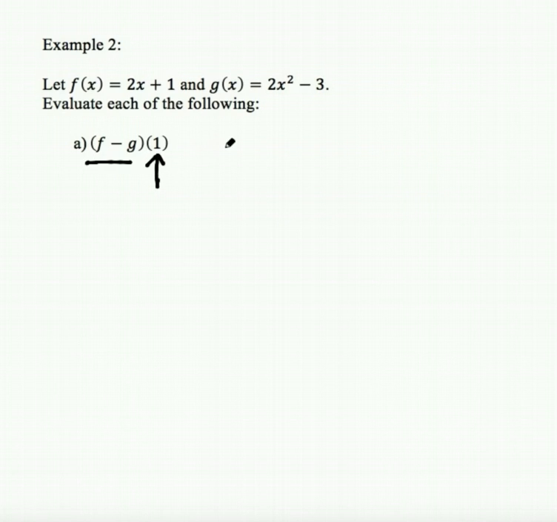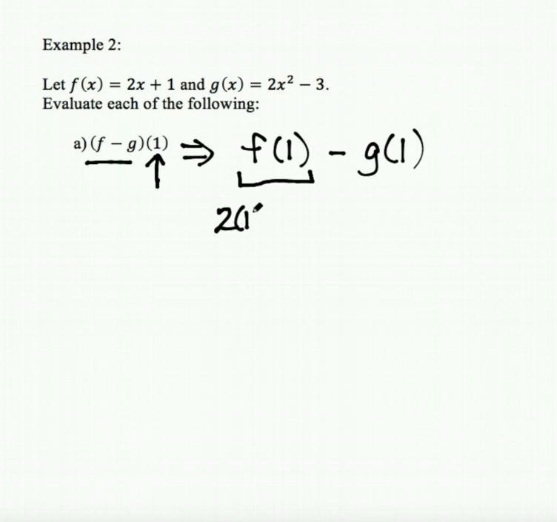Okay? And again, this is where the other notation makes a little bit more sense to me. So, I'm going to write it as f of 1 minus g of 1. F of 1 minus g of 1 is the same thing, just I think in a clearer notation. So let's look at what f of 1 is telling us to do. F of 1 means take 1 and plug it into your f function. So that's 2 times 1 plus 1.